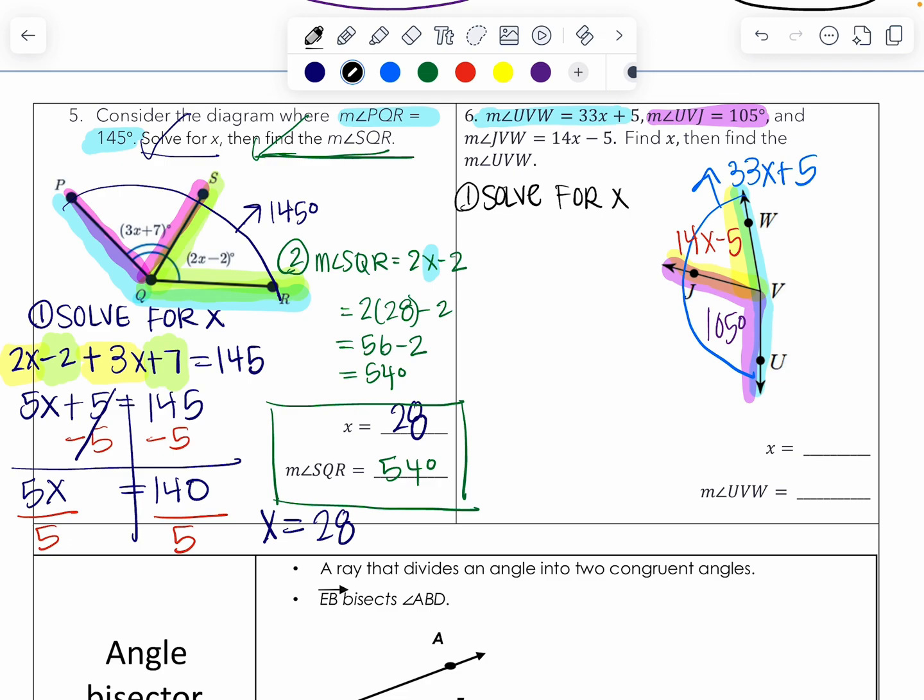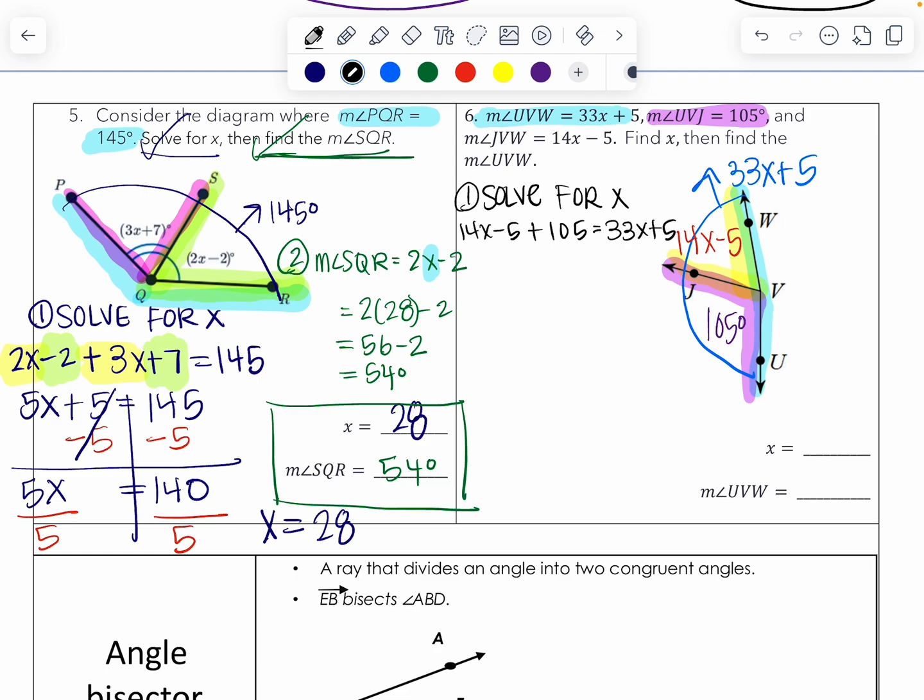Okay, so we want to say little angle, 14x minus 5, plus the other little angle, which is 105, is equal to... I think I'm going to run out of room. I'll just write this all a little bit smaller. Let's try that again. Okay, so little angle, 14x minus 5, plus my other little angle, 105, is equal to my big angle, which is 33x plus 5.